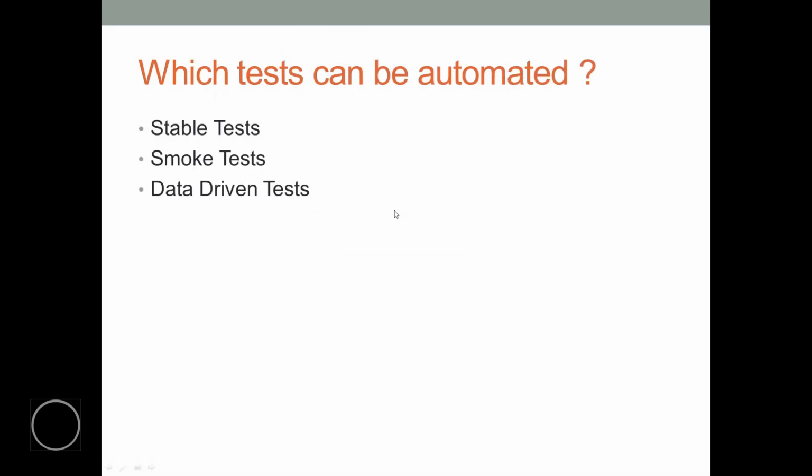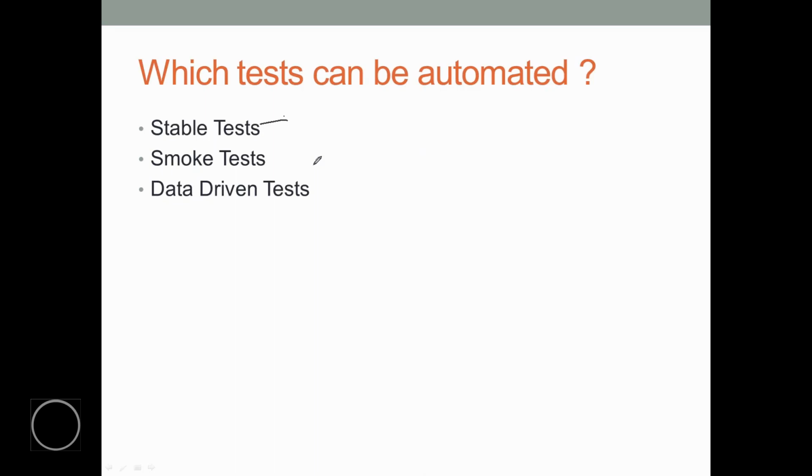So which other tests can be automated apart from regression testing? Apart from regression testing, we can automate stable test cases. Stable test cases correspond to stable applications. Stable applications are those applications for which we have stopped receiving change requests from the client. The application has been accepted by the client. The client says, yes, I'm okay with the application. We don't need to change anything in the application.